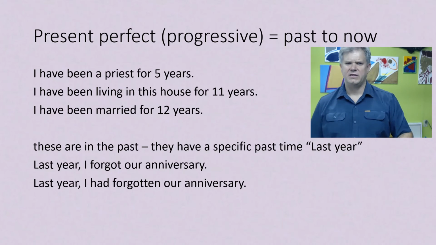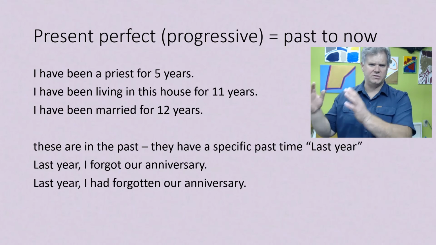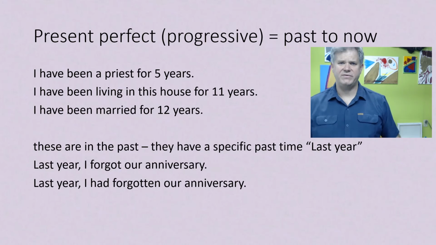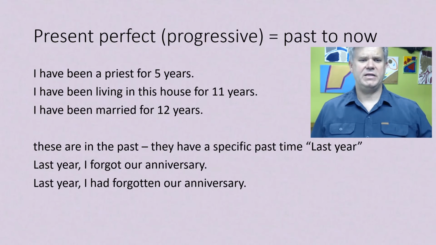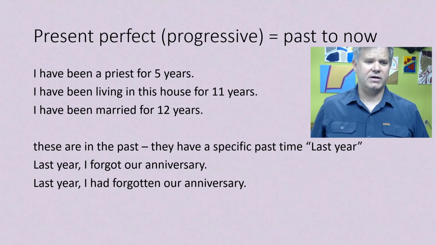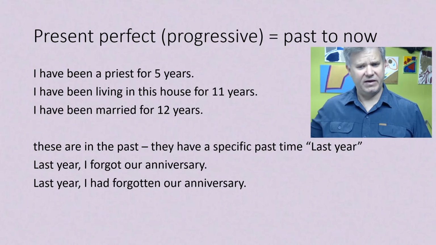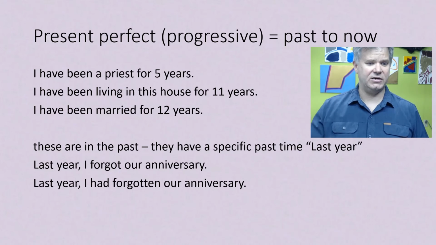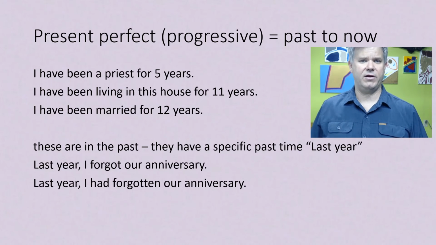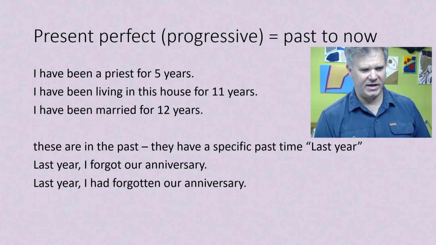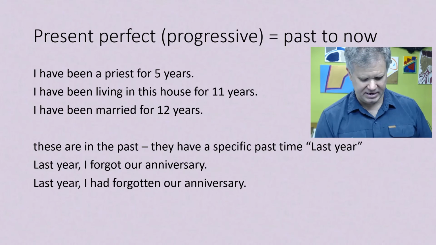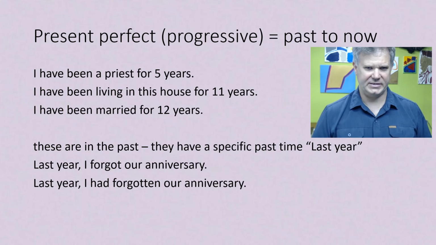Present perfect and present perfect progressive are used from the past to now. I've been a priest for 5 years, somebody could say. I've been living in this house for 11 years. I've been married for 12 years. These are in the past. They have a specific past time, like last year. Last year, I forgot our anniversary. Last year, I had forgotten our anniversary. Had forgotten is what? That's not simple past now, it's what? Past perfect. Very interesting.